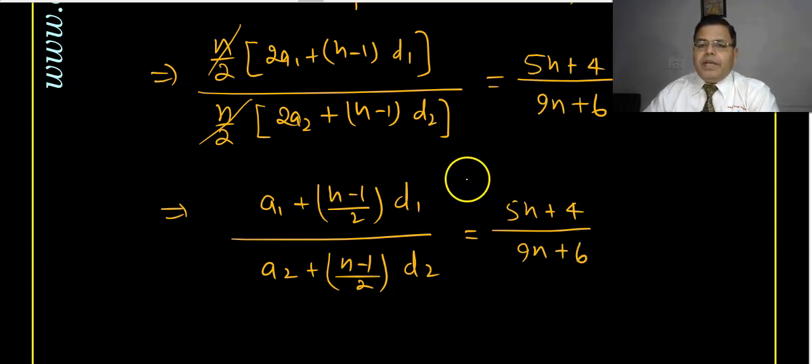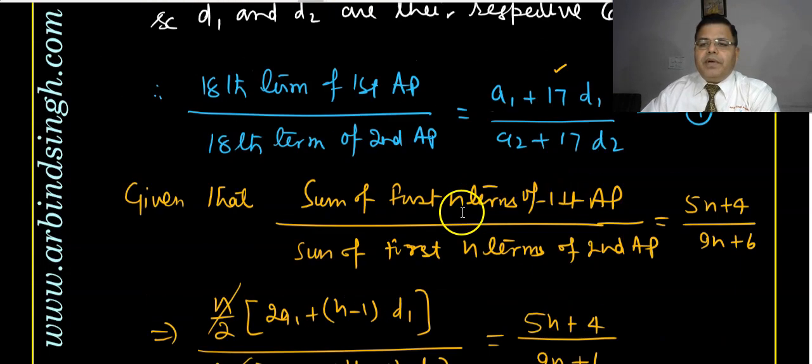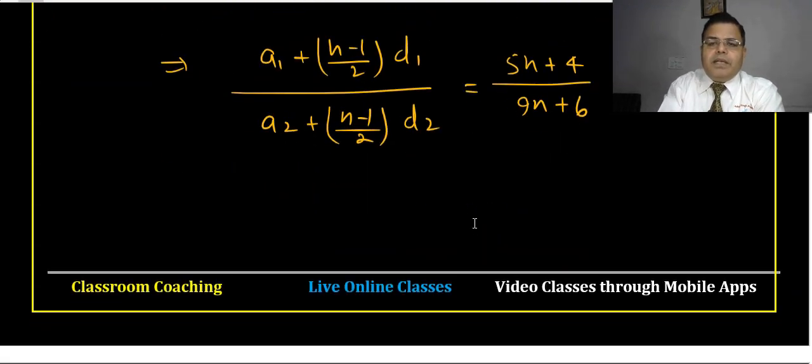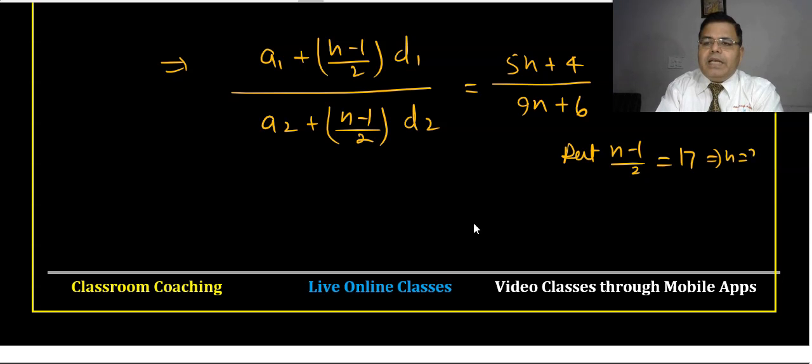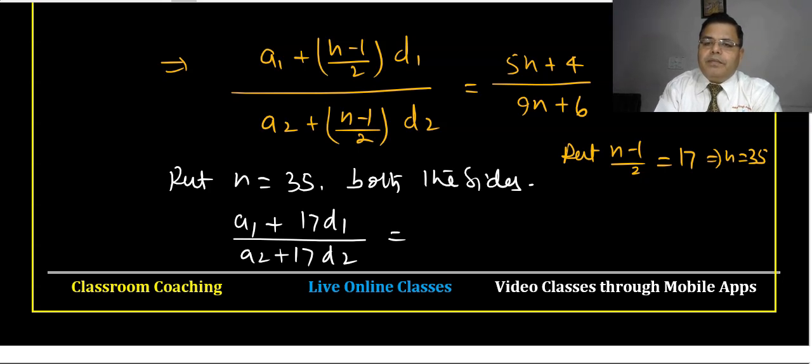Now what do we need? We need a1 plus 17 d1. Try to understand this. If I put n minus 1 by 2 equal to 17, then n is equal to 35. So put n equal to 35 on both sides, and you will have a1 plus 17 d1 and a2 plus 17 d2. So 5 into 35 plus 4 and 9 into 35 plus 6.